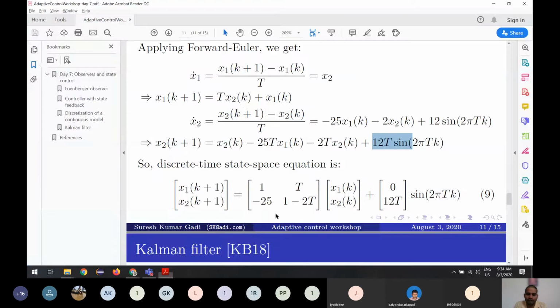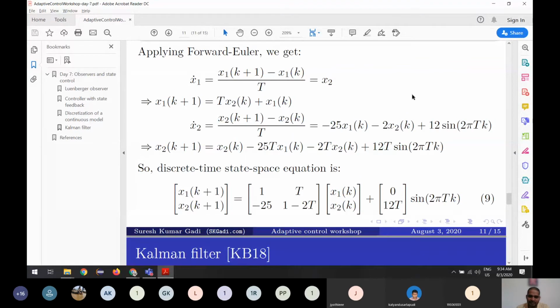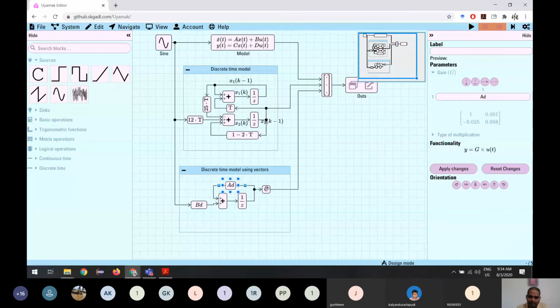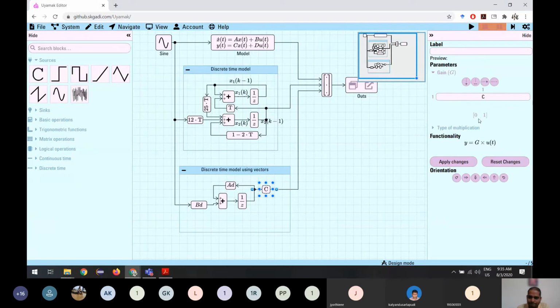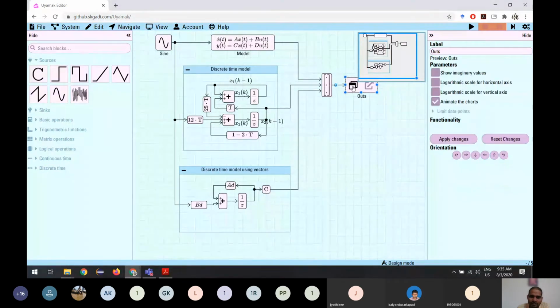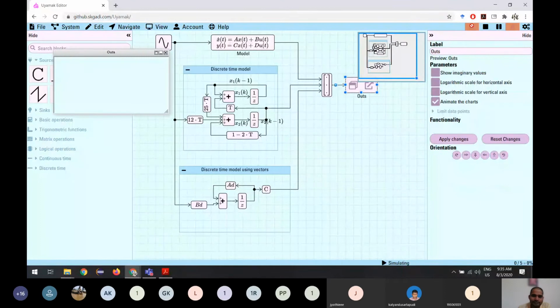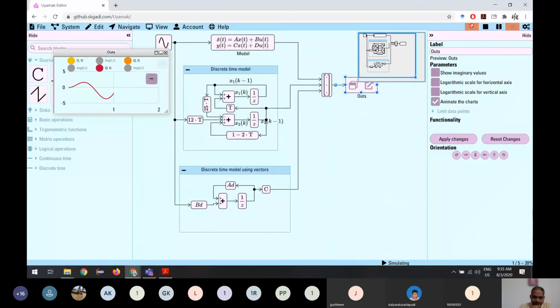So what is the output we want to measure? We want to measure something to compare. For comparing, what we are using is the C, which is just the velocity, the q dot. So here this is the x1, so we are taking x2. We are not measuring x1, we are measuring x2 because x2 represents the q dot. So all these three should be the same. So if we run, we see all these three are the same values.